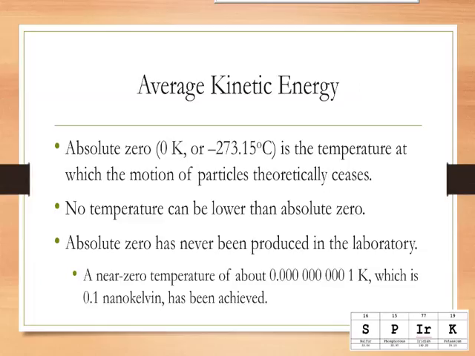Think about way back in the beginning of the year, we talked about Bose-Einstein condensates that exist at these extremely low temperatures. We looked at some research and we saw that this is true. Absolute zero has never been reached, but a near zero temperature of about 0.1 nanokelvin has been achieved, but we have never achieved absolute zero.